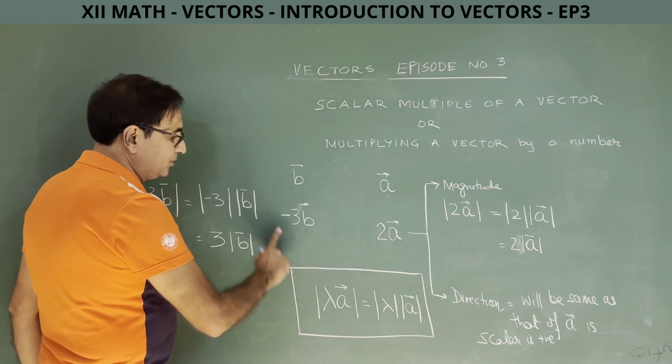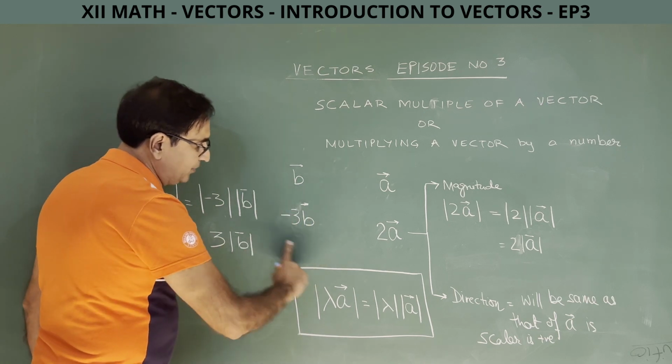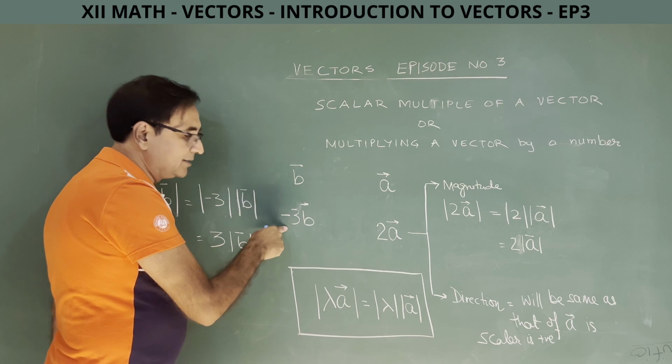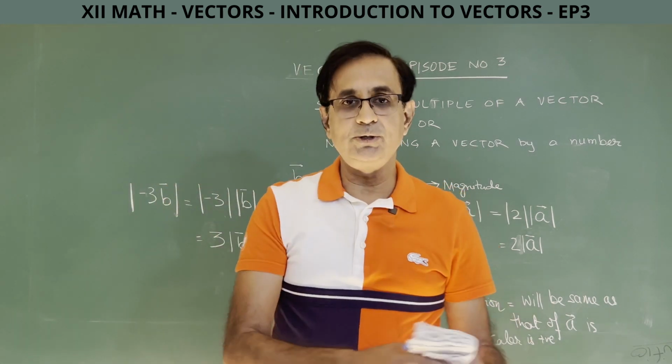So what is the magnitude of this? 3 times the magnitude of vector b. And what is the direction of this vector? Opposite to that of b. Whatever direction b is having, minus 3b will be a vector whose direction will be opposite to b.